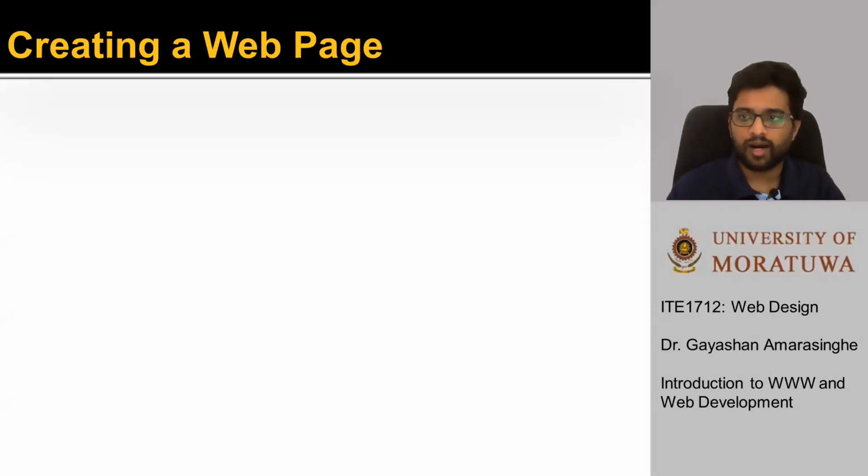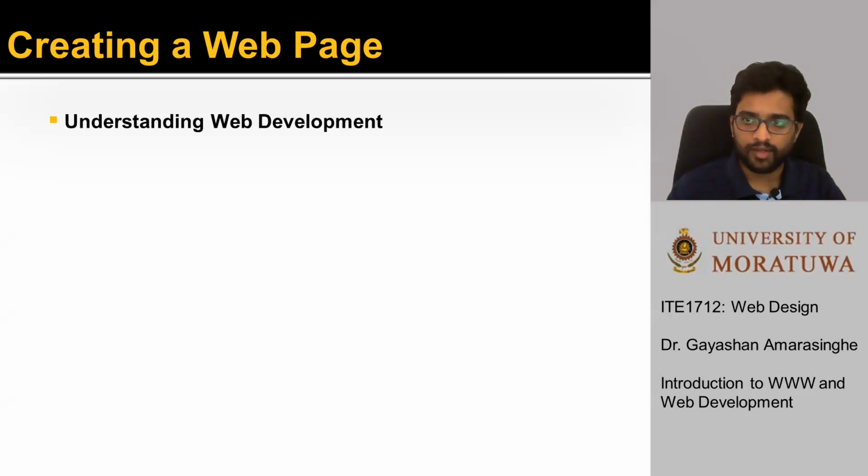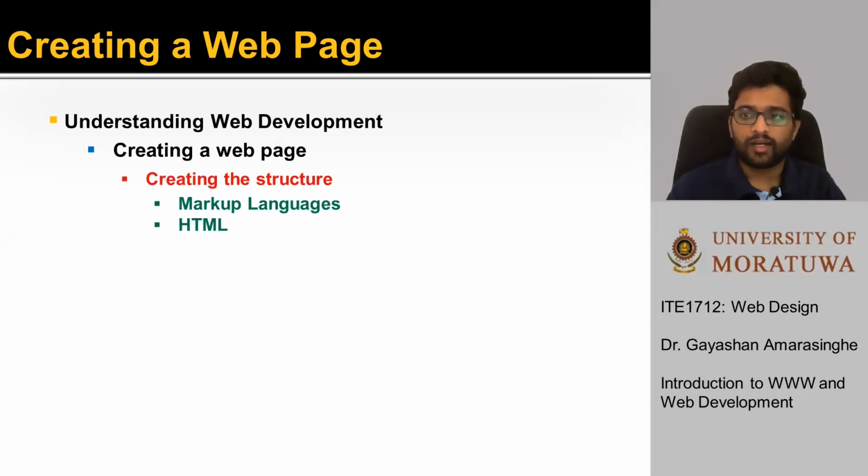Now we are going to look at how we can create a web page. This is going to be a very simple web page. What we want to learn here are the basics so that we can build much more complex web pages later. In order to understand web development, you need to understand three aspects of a web page. The structure of a web page defines how the content is organized. This is done using a markup language like HTML, or hypertext markup language.